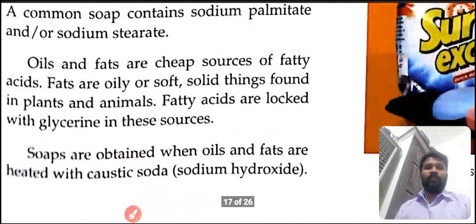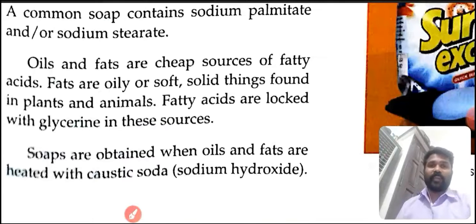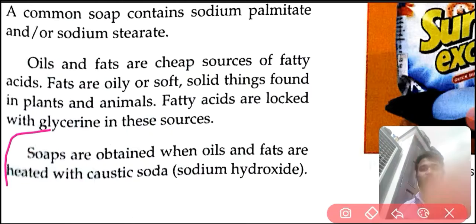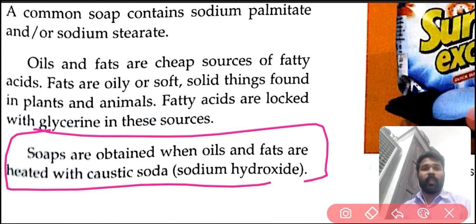Oils and fats are cheap sources of fatty acids. Fats are oily or soft, solid things found in plants and animals. Fatty acids are locked with glycerin in these sources. How are soaps obtained? Soaps are obtained when oils and fats are heated with caustic soda.